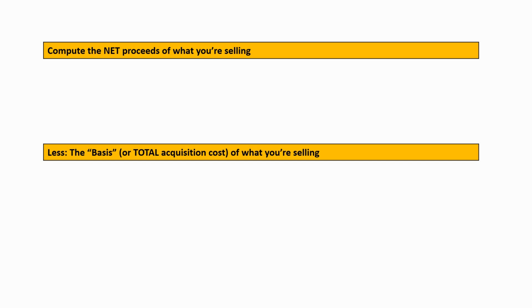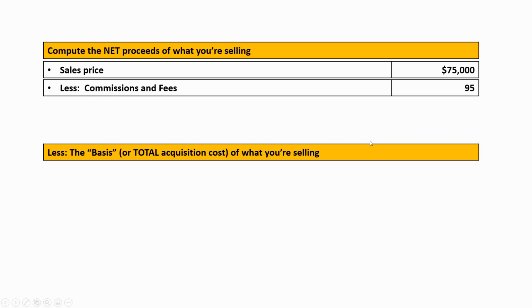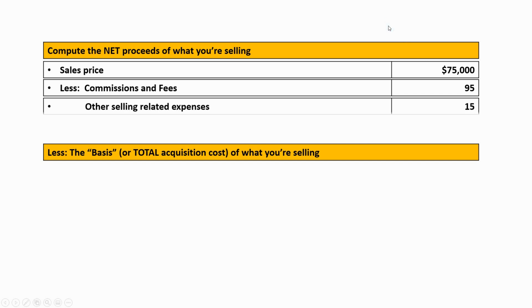You will have to compare the amount of money you received against the amount of money you paid. So the first thing you do is compute the net proceeds on the sale of your stocks. Let's say that you sold your stock at $75,000. You deduct from that sales price any commission and fees that you paid and any other selling related expenses. Now, I can't think of any other related selling expenses, but I threw it in there just in case there's any. And also, this will apply to not only sale of stock, but also capital assets and stuff like that.